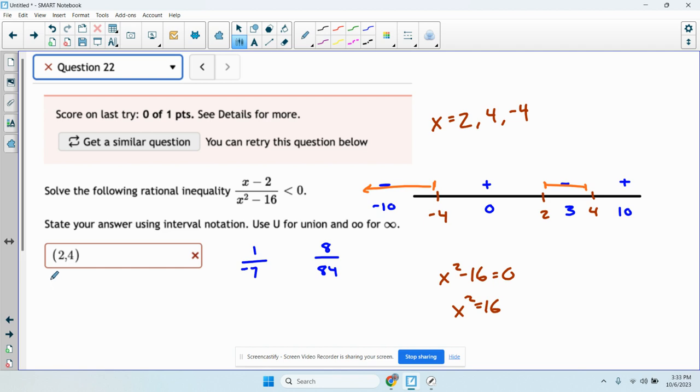So to write that interval, it's going to be from negative infinity up to negative 4, not including negative 4, because that's an asymptote, so it can't equal negative 4. Union, big capital U, the values from 2 to 4. And that's going to be your answer.